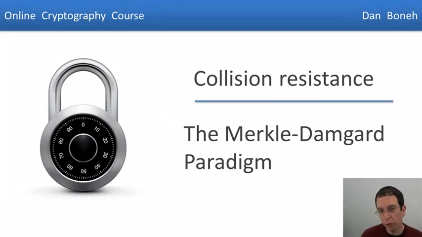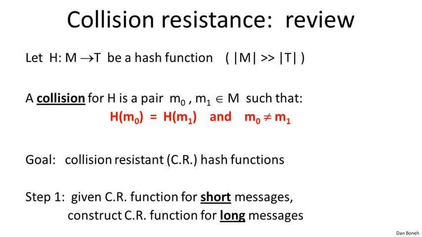So now we're going to look at a very general paradigm called the Merkle-Damgard paradigm that's used for constructing collision-resistant hash functions. Before we do that, let me just remind you what our goals are. As usual, we say that H is a hash function that maps some large message space into a small tag space. And we say that a collision for the hash function is basically a pair of distinct messages that happen to map to the same value under this hash function.